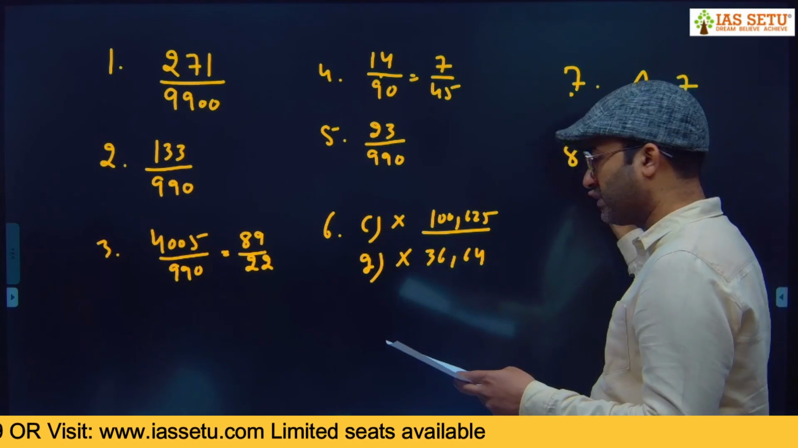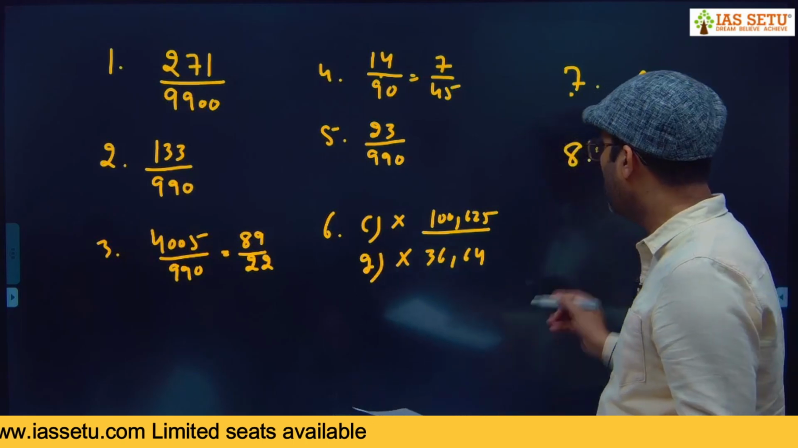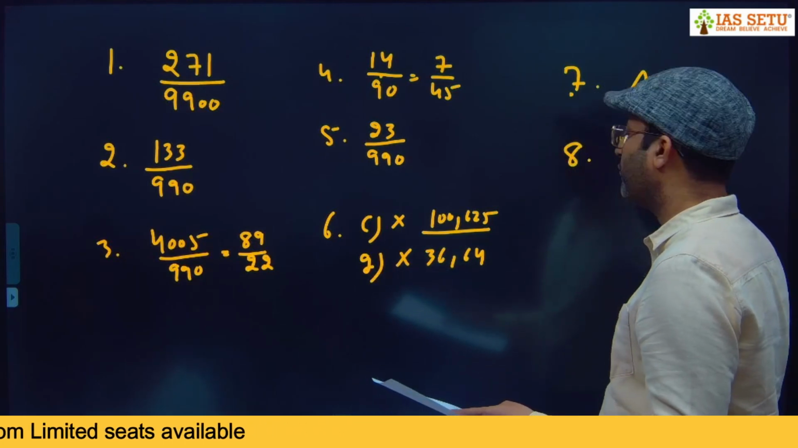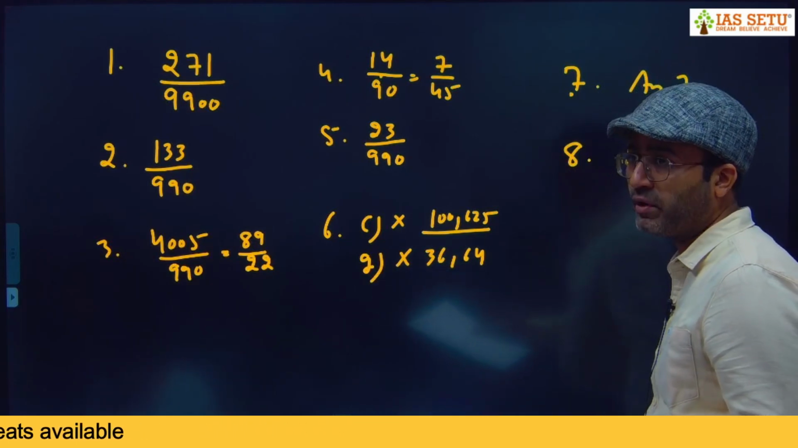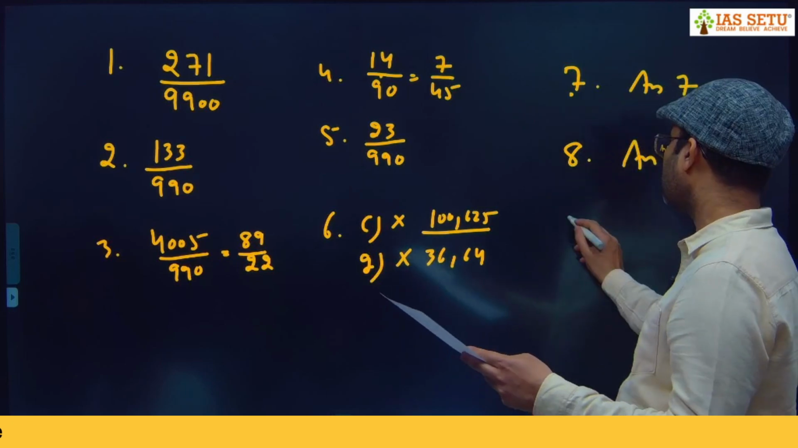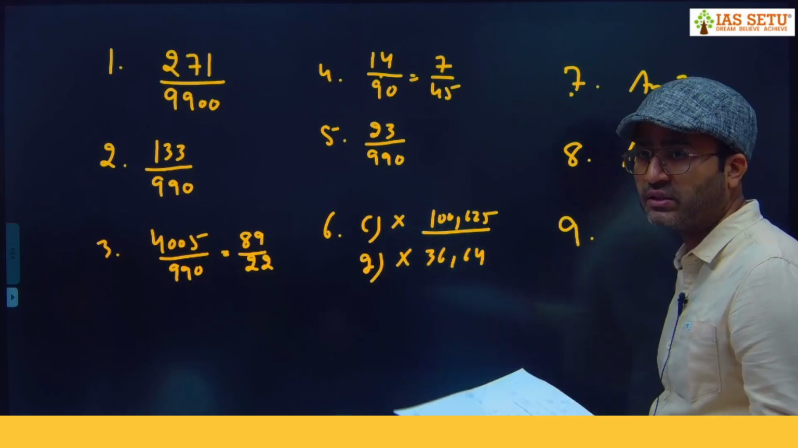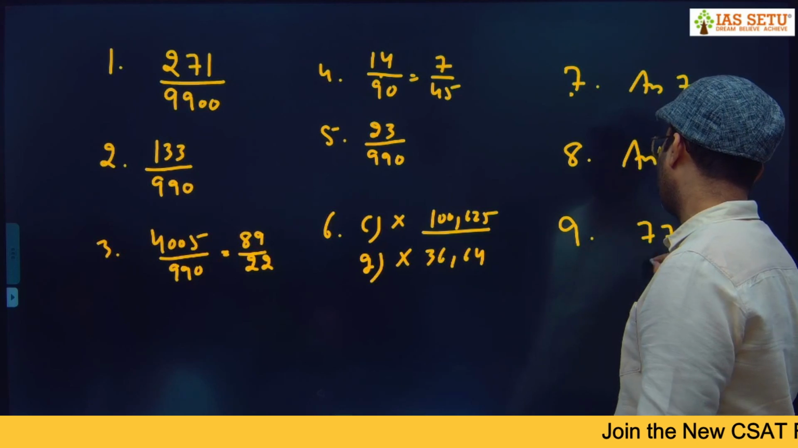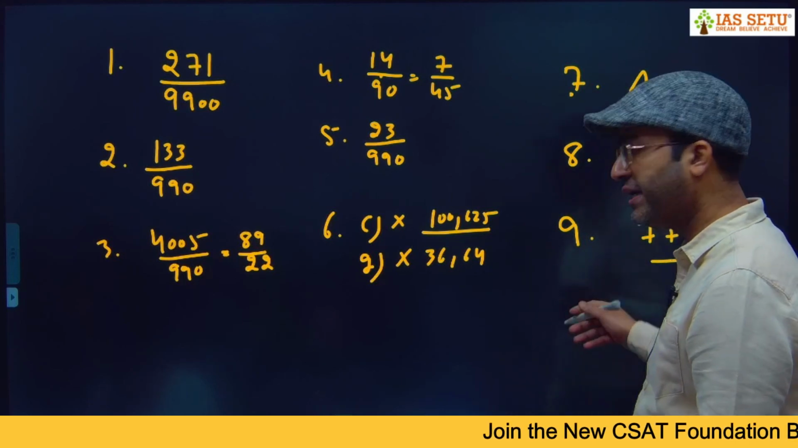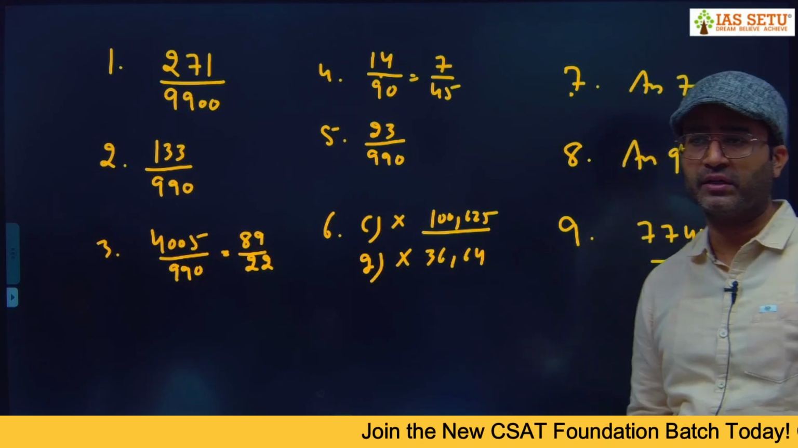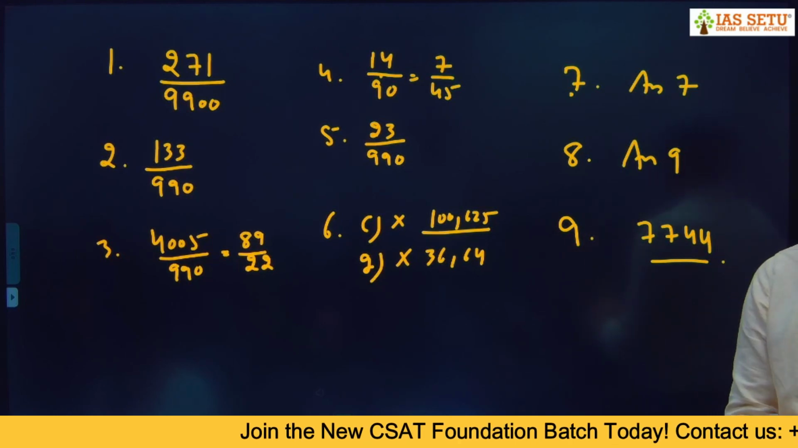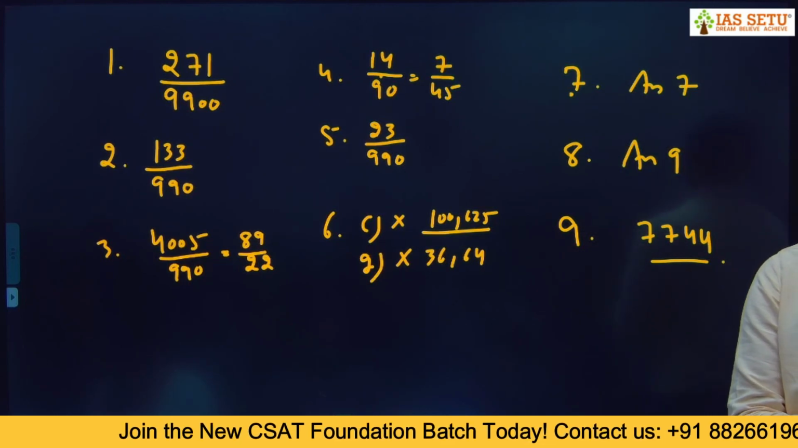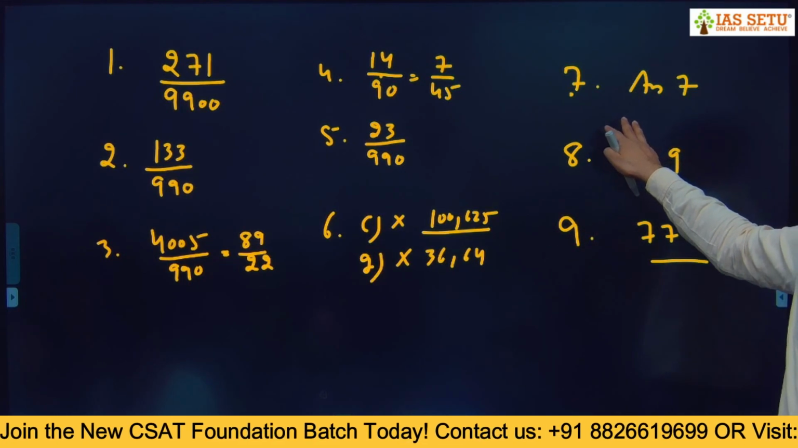Question number 8, yes, that we have already done also. Answer is 9. There are 9 four-digit numbers which are perfect squares and last two digits same. Question number 9, what is your answer? One number, and what is that number? 7744, which is 88 square. That is the only four-digit number where last two digits and first two digits are same.